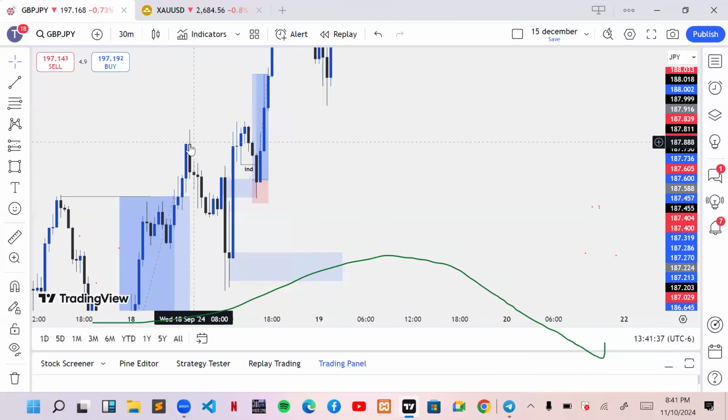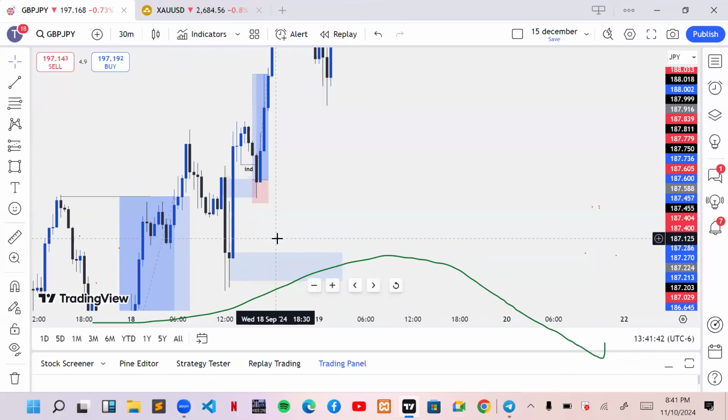Now for point of interest, we have this breaker block at the top here. We have the second breaker block here, and we have this third order block here. Which one am I picking as my entry?